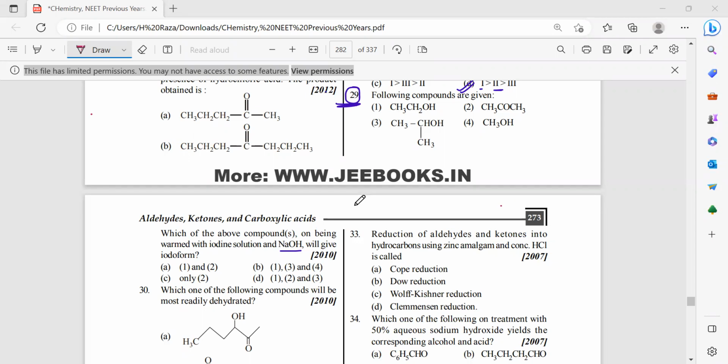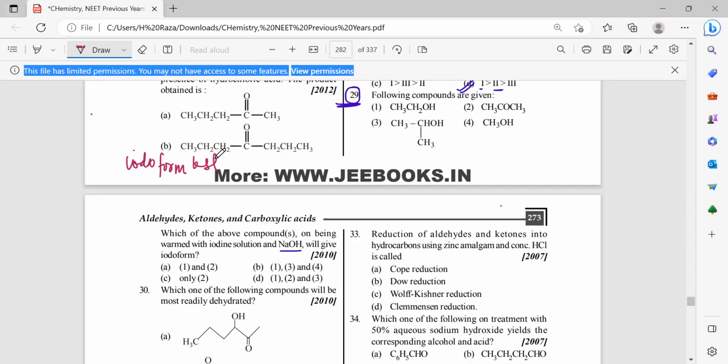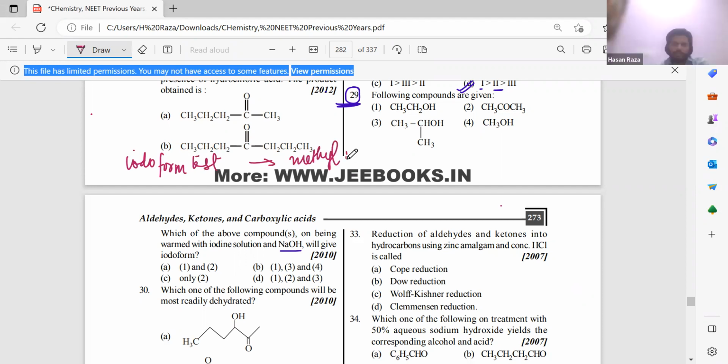Am I audible? Yes, sir. Okay, so in this iodoform test given by methyl ketone, you can see this is your methyl ketone.